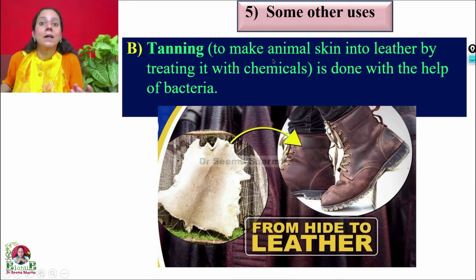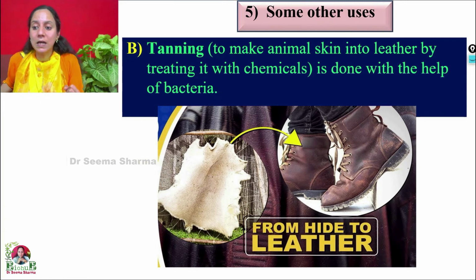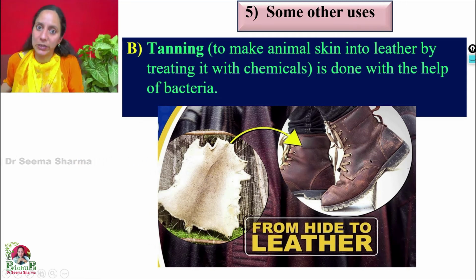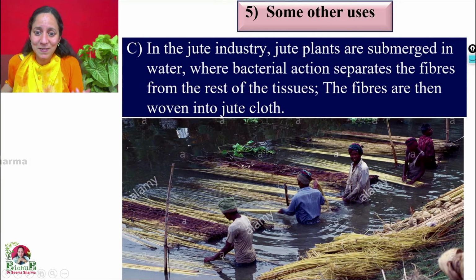Tanning means making of leather from animal skin or hide. So here a number of chemicals are required, but bacteria are also playing a very important role in converting this hide into leather. Next interesting use of microscopic organisms, especially bacteria, is in the jute industry.